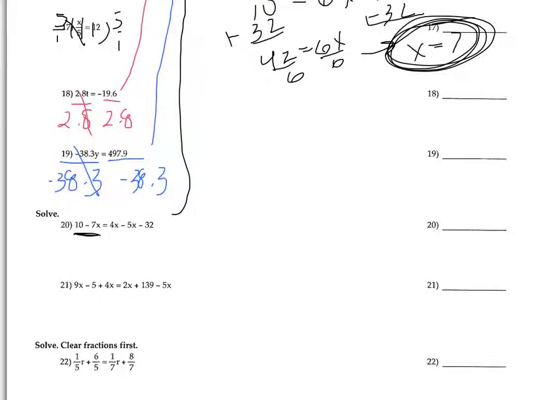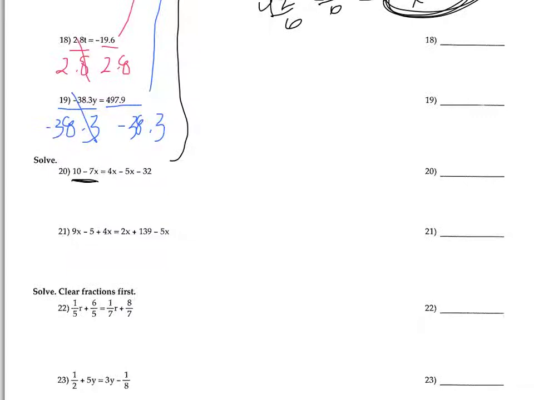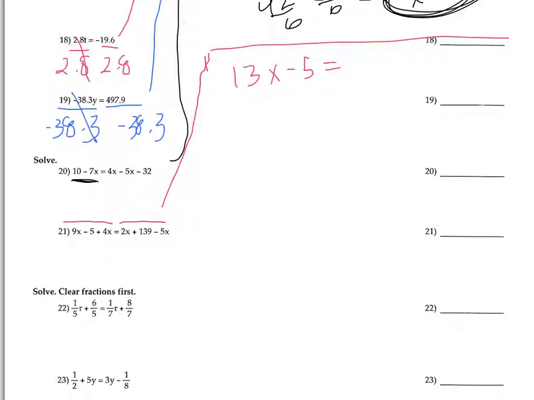So moving on to number 21, kind of similar to number 20 in the sense that we want to combine like terms on the individual sides before we go further. So we have 9x and 4x. That's going to give us, and we'll go ahead and work up here, 13x. And then we have our minus 5 equals, on this side, 2x minus 5x, negative 3x. And then we have our plus 139.